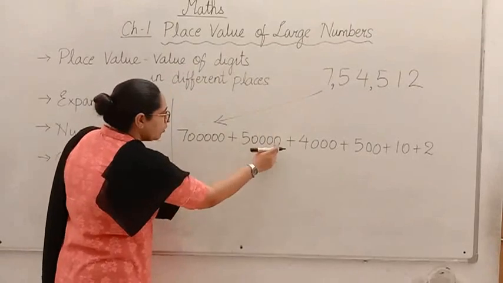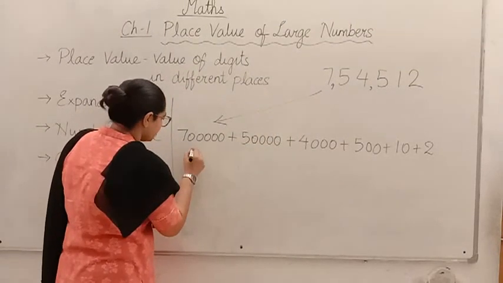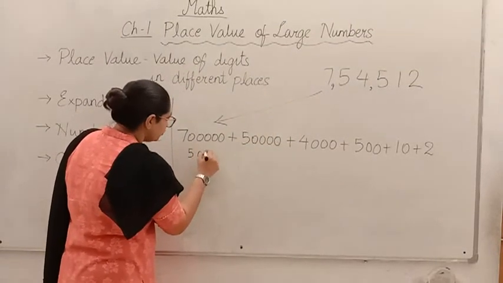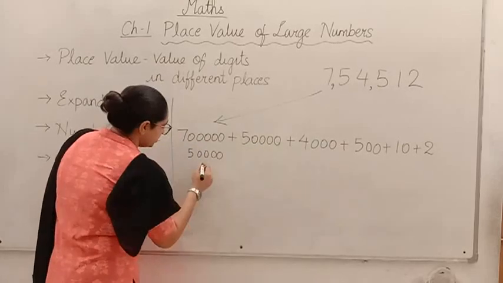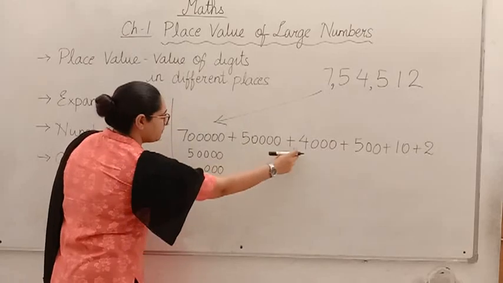For example, 1, 2, 3, 4, 5. So 5 here, then 4 zeros under 4 zeros, 3 zeros under 3 zeros, and number 4.